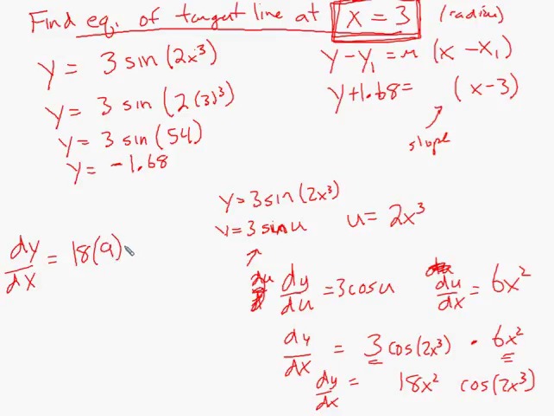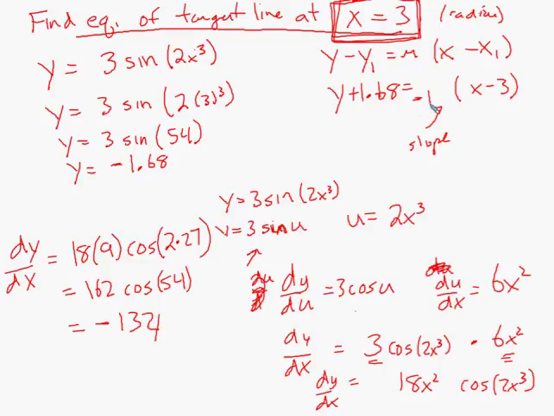Alright, so the slope of my tangent line is going to be 18 times x squared, so that's 9, times the cosine of 2 times x cubed, which is going to be 27. So I'm just going to work this down. What's 18 times 9? 162. And what is 162 times the cosine of 54? Negative 134.35. Okay? So that's a pretty steep slope there. There it is.